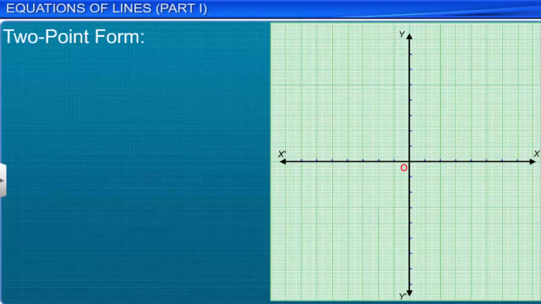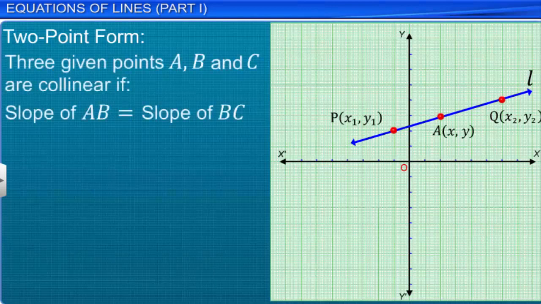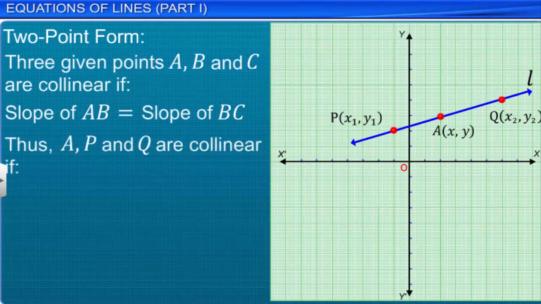The equation of a line passing through two given points can be expressed in the two-point form. Consider a non-vertical line L passing through two given points P and Q. Let A be any arbitrary point on line L. Recall that 3 points are collinear if two lines passing through any two pairs of the given points have the same slope. Thus we can say that points A, P and Q are collinear if the slope of line PA is the same as the slope of line PQ.